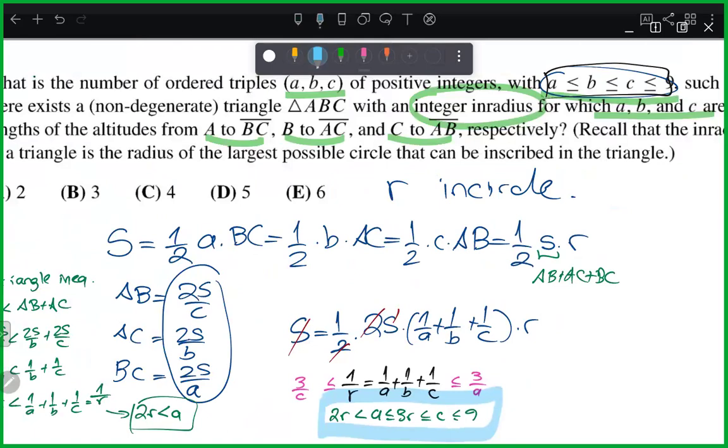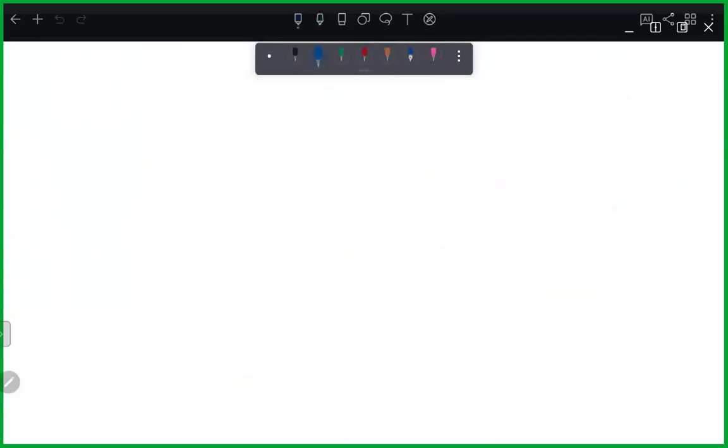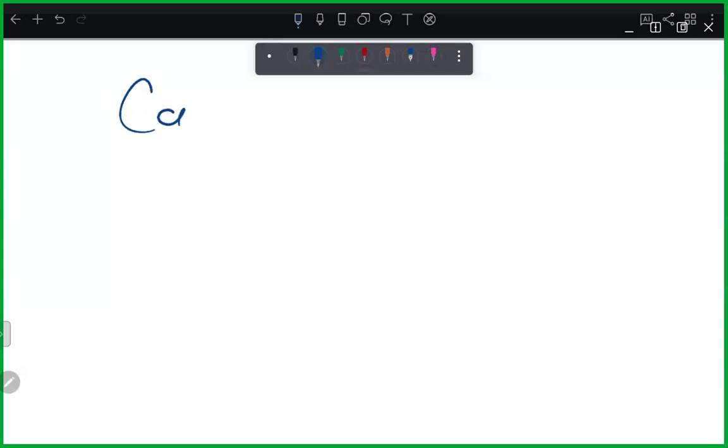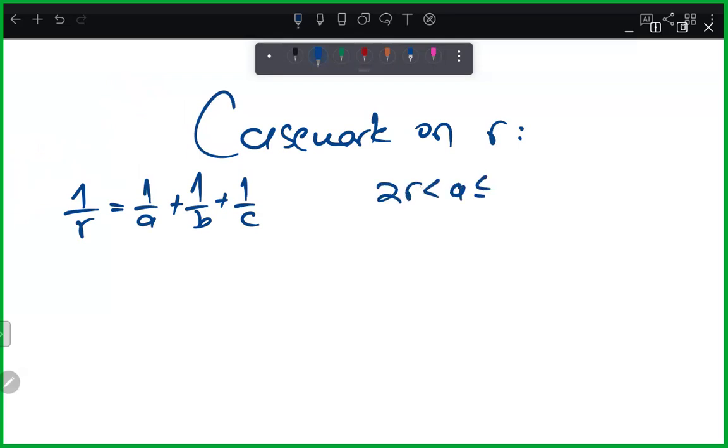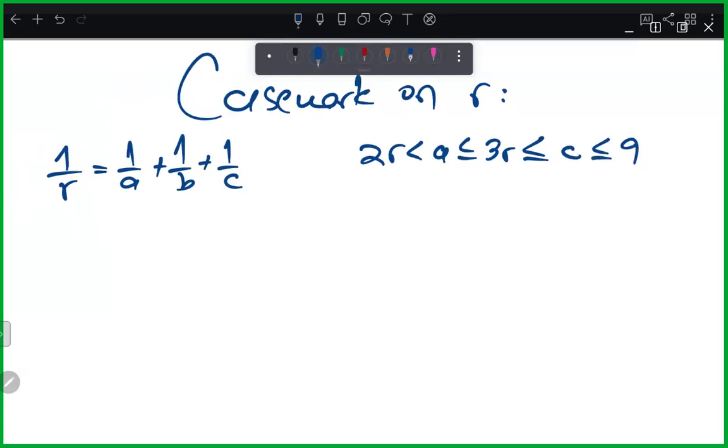So now let's do casework on the values of R. Okay, first the equation is 1 over R equals 1 over A plus 1 over B plus 1 over C. Second, the inequalities are 2R is less than A, less than or equal to 3R, less than or equal to C, less than or equal to 9. So from this inequality, we immediately obtain that R is less than or equal to 3. And since the triangle is non-degenerate, this has to be greater than or equal to 1.